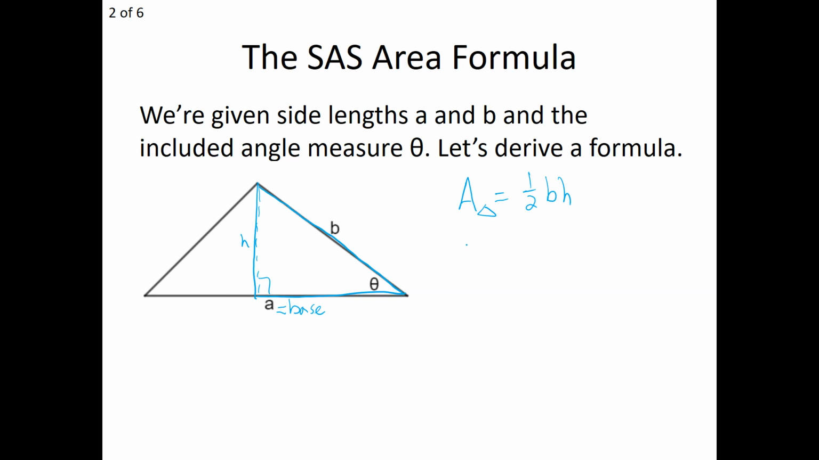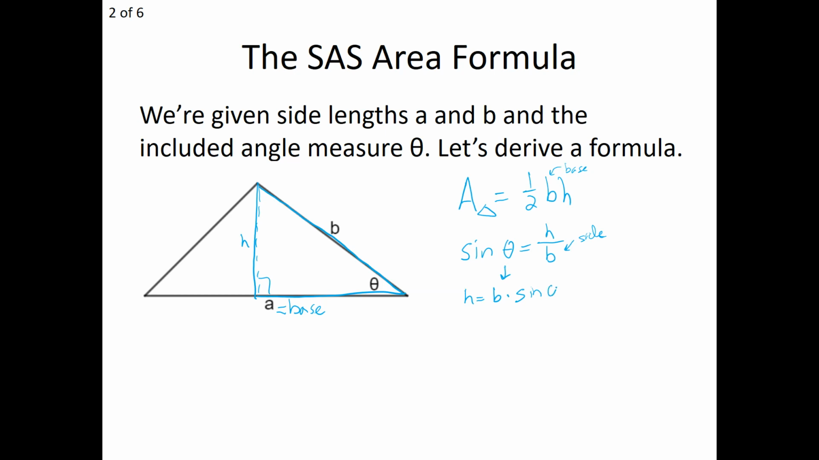So what we have is, by definition of our sine function, sine of our angle theta is equal to h over the side b. Now be careful. The b here in our area formula is not the same as the side b. This is the base for the area. This is the side given. Now, what we can do with this definition of sine of theta is solve to isolate our value of h. So h then is equal to b, because I can multiply both sides by b, times the sine of theta.